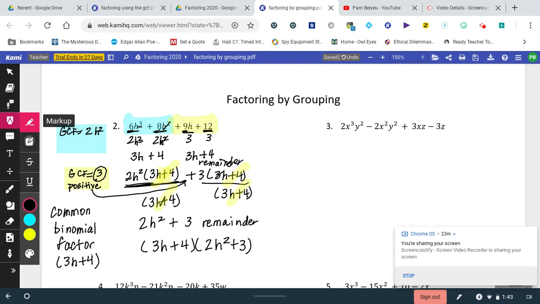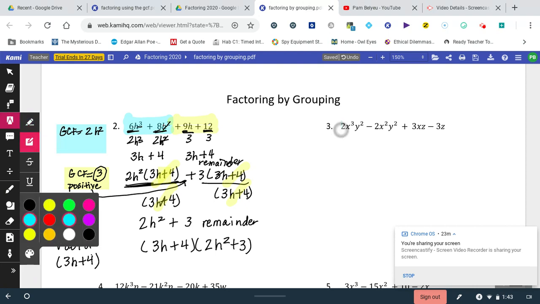All right, so what we'll do, same thing. We'll group these. We'll find the GCF there. And then we'll group the last two. And we'll find the GCF there. Then we'll look for our common binomial factor.